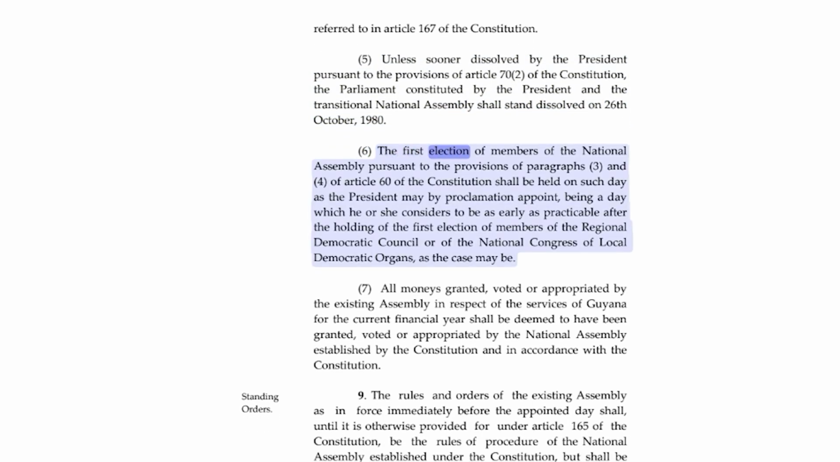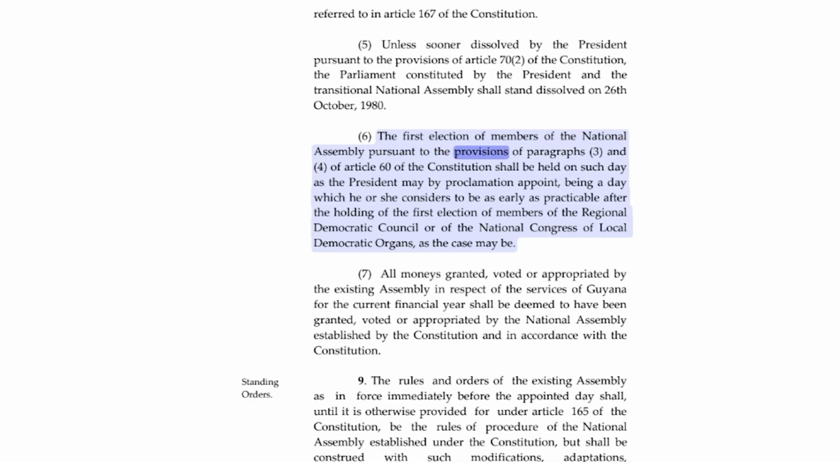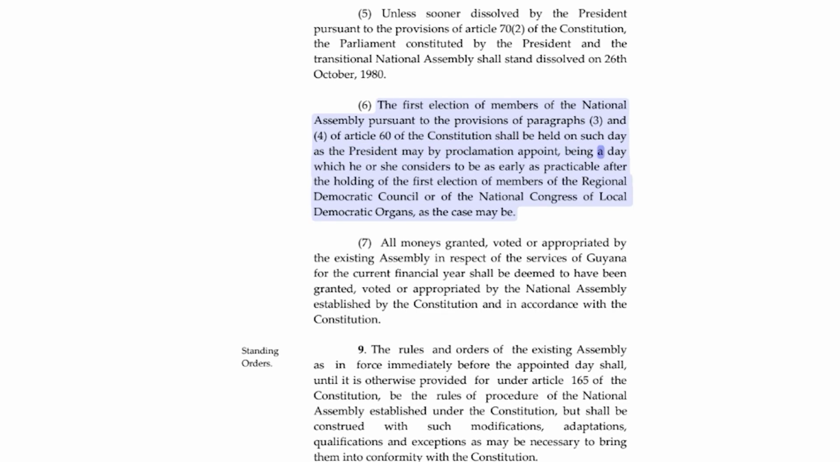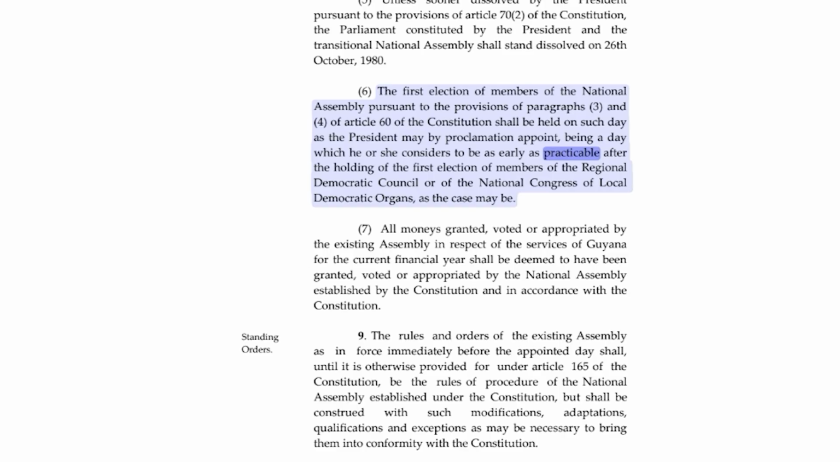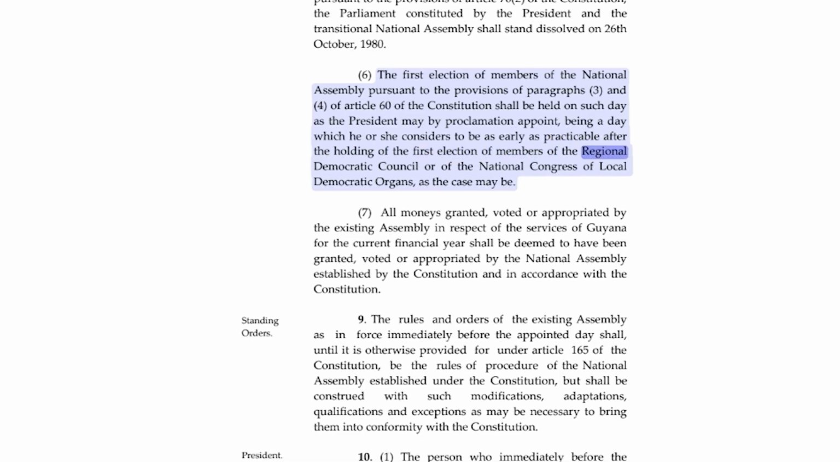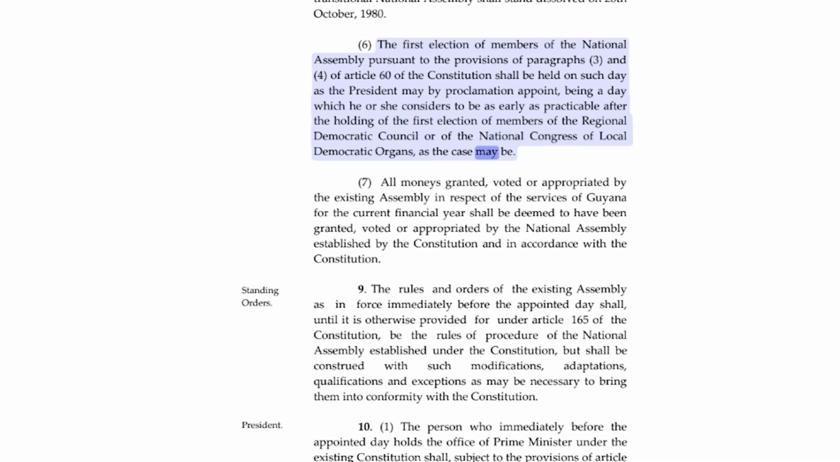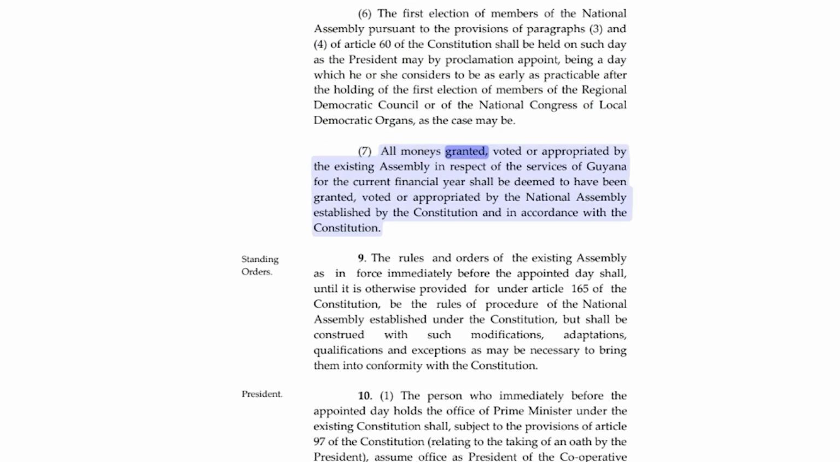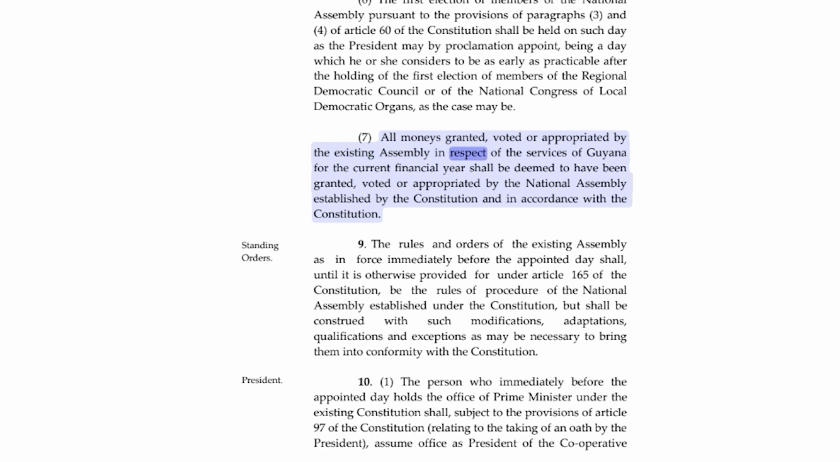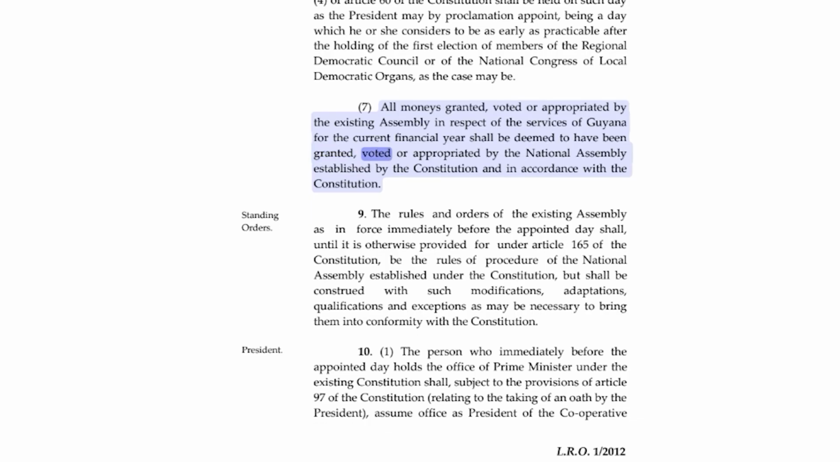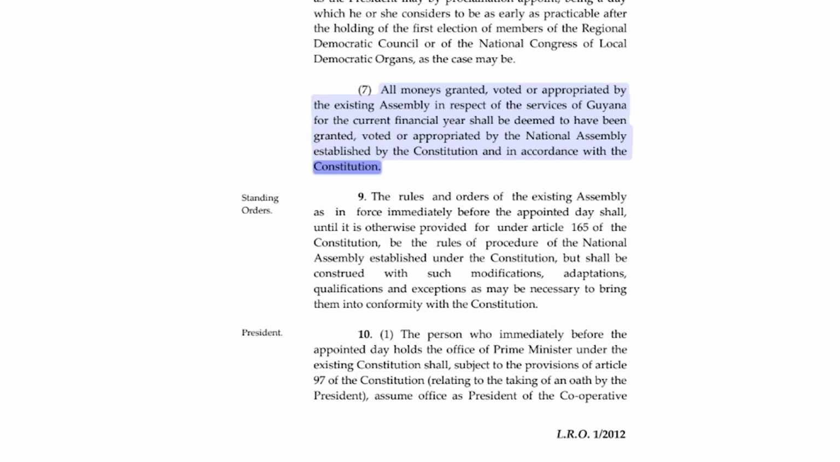6. The first election of members of the National Assembly pursuant to the provisions of paragraphs 3 and 4 of Article 60 of the Constitution shall be held on such day as the President may by proclamation appoint, being a day which he or she considers to be as early as practicable after the holding of the first election of members of the Regional Democratic Council, or of the National Congress of Local Democratic Organs, as the case may be. 7. All monies granted, voted, or appropriated by the existing Assembly in respect of the services of Guyana, for the current financial year, shall be deemed to have been granted, voted, or appropriated by the National Assembly, established by the Constitution and in accordance with the Constitution.